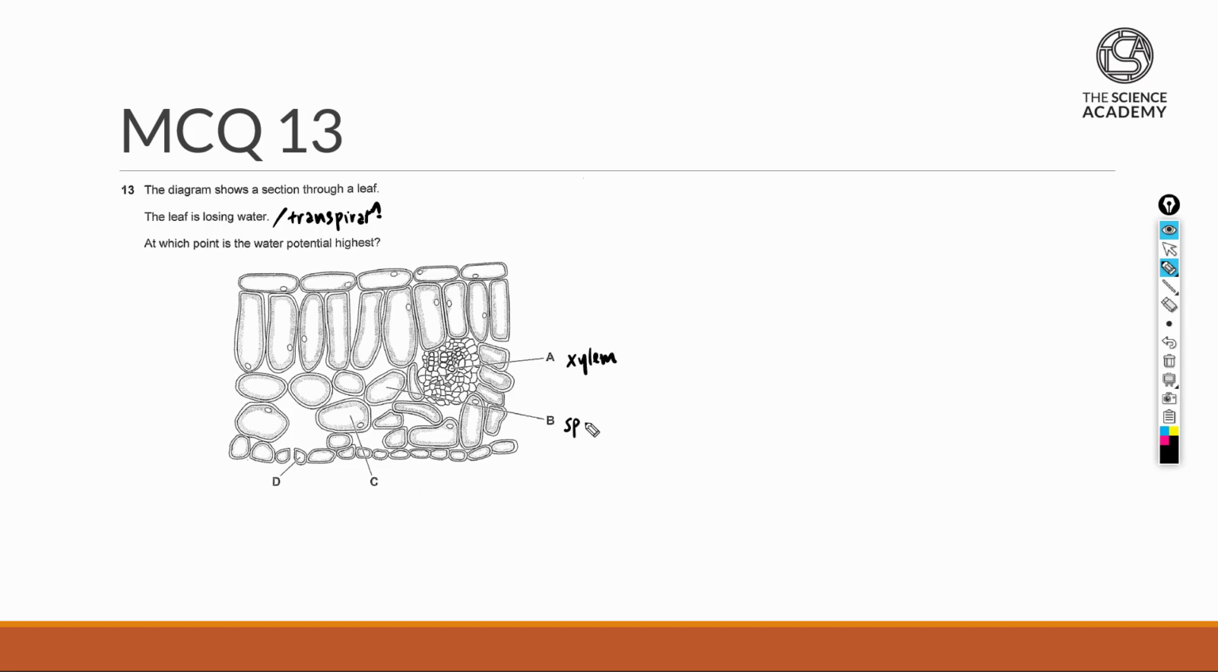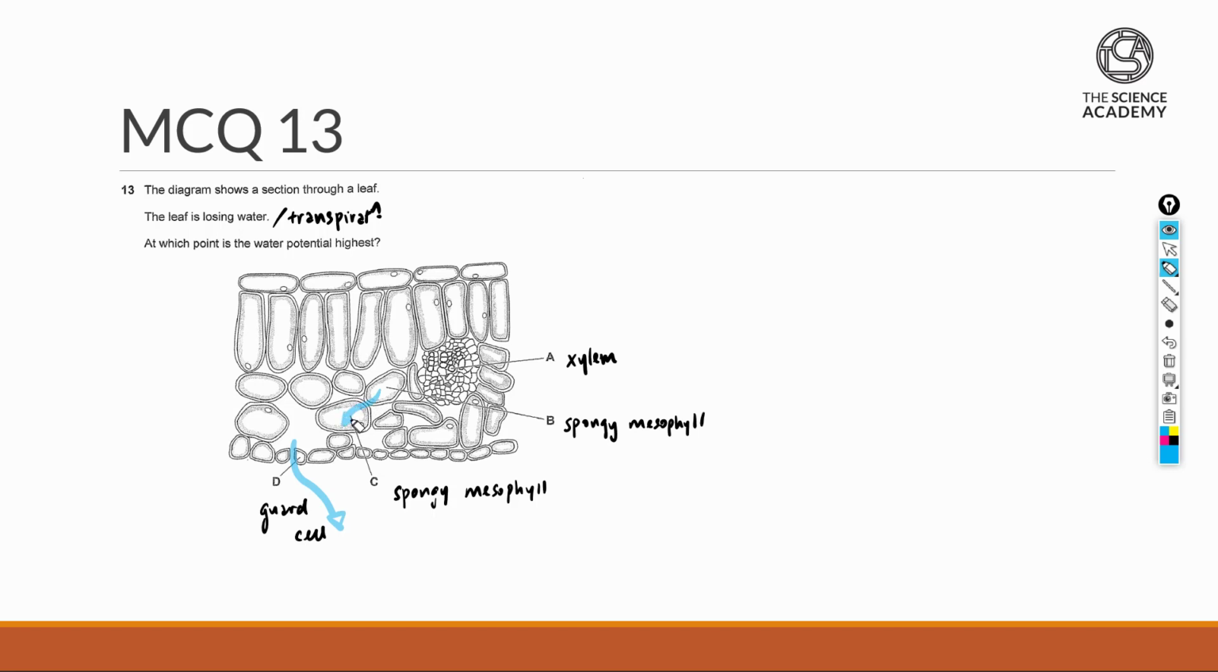B, the spongy mesophyll. C as well is considered to be the spongy mesophyll. And lastly, for D, we have that as the guard cell that actually manipulates the opening of the stomata. Now, the general flow of water vapor should be coming out of the stomata into the atmosphere. So, from B to C, water is moving from high to low.